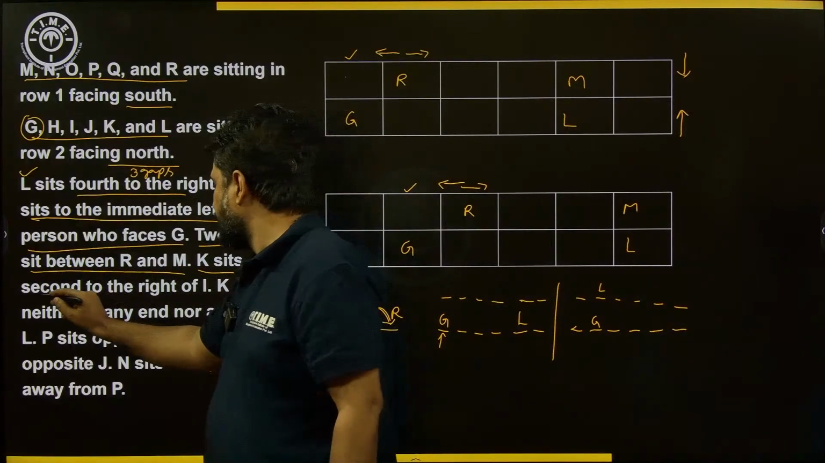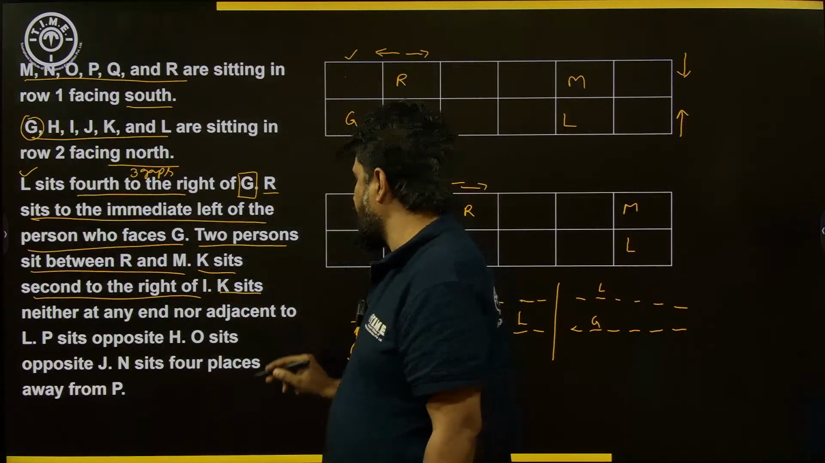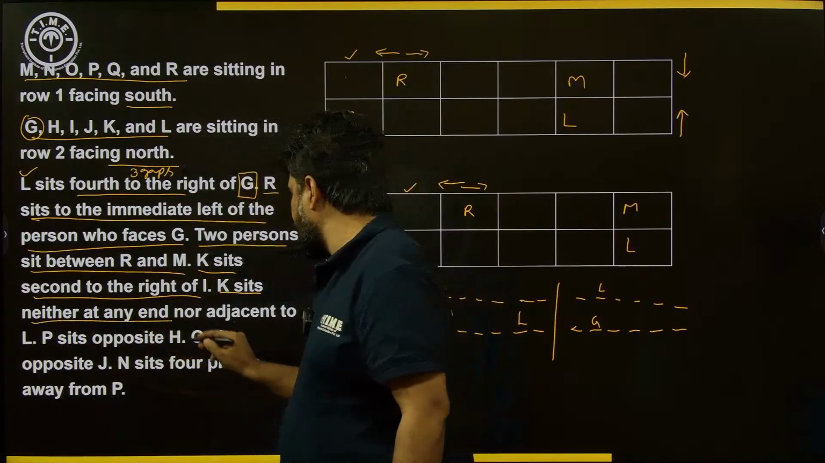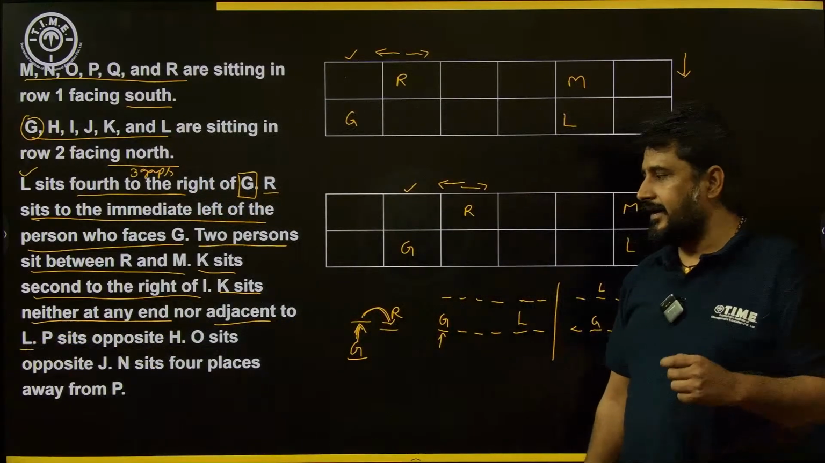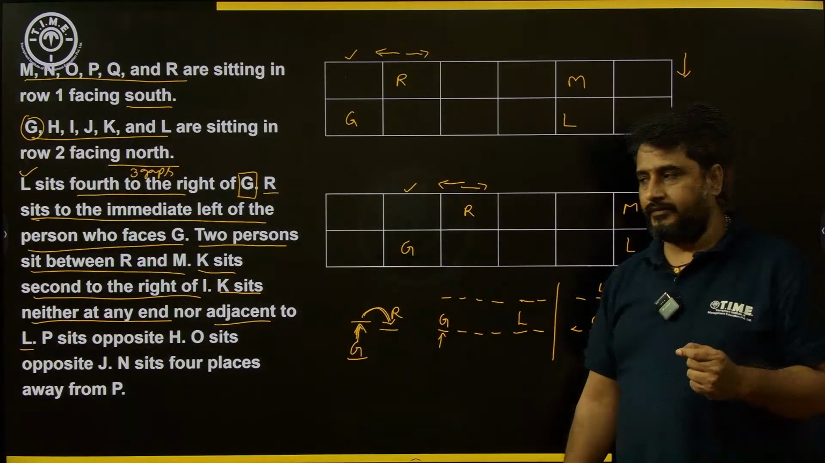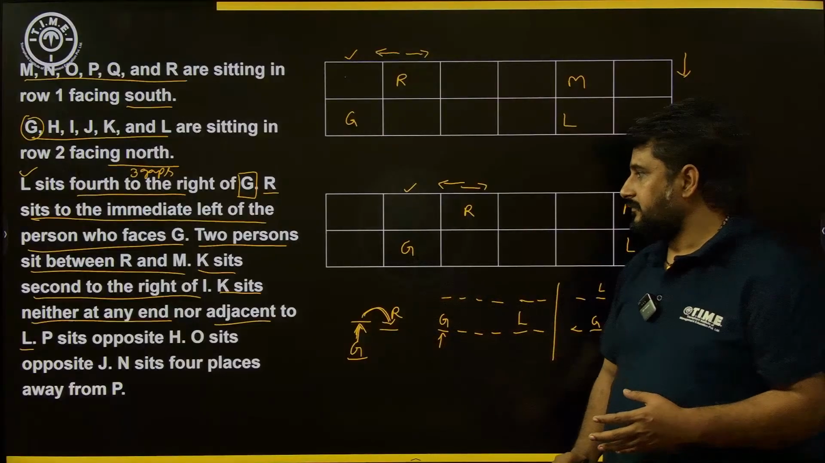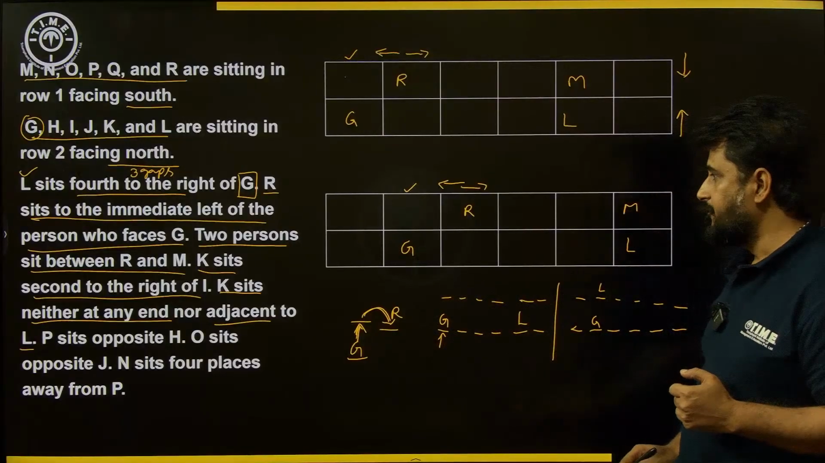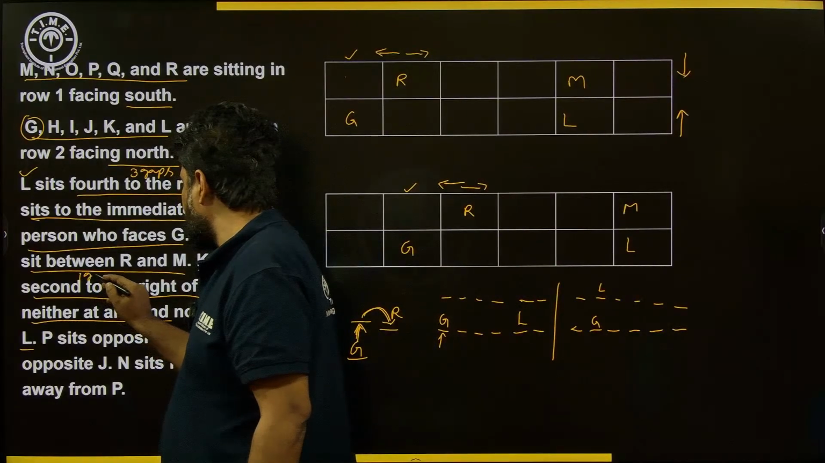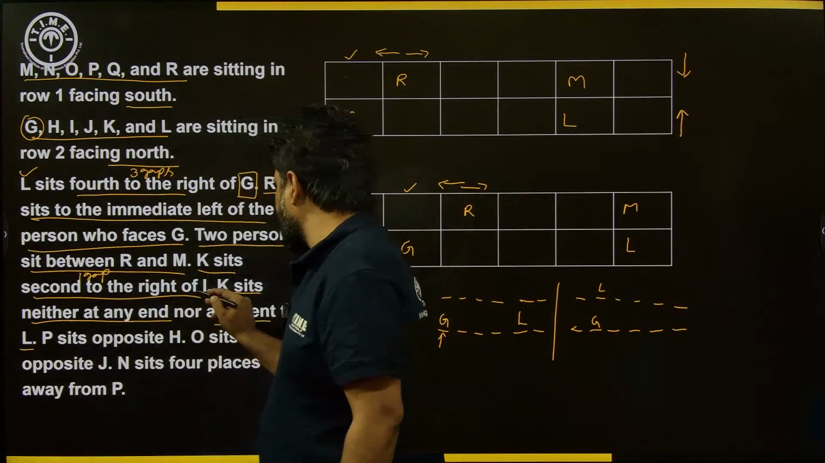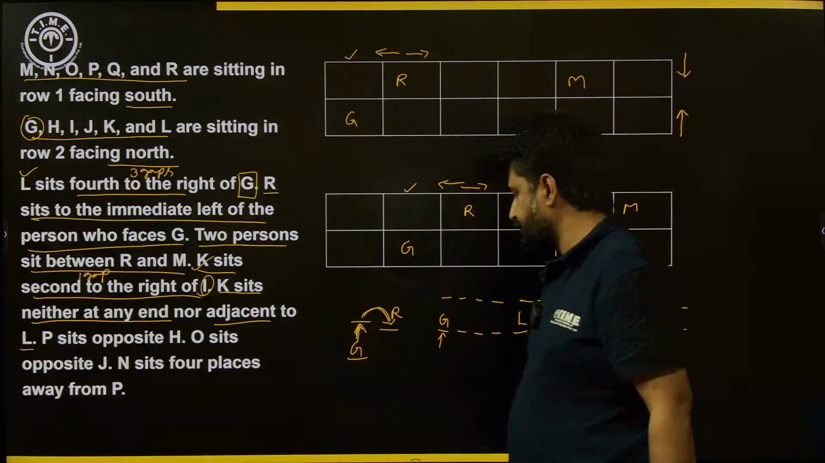Now K sits second to the right of I. And immediately we have the information regarding K. K sits neither at any end nor adjacent to L. Adjacent means immediate left side or immediate right side. And not at any end as well. And K sits second right of I. Second right means how many gaps will be there? One gap will be there to the right side of I, and K will be there. Okay, let me present that.